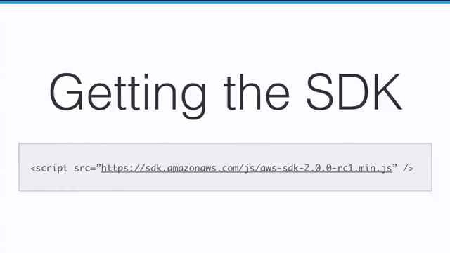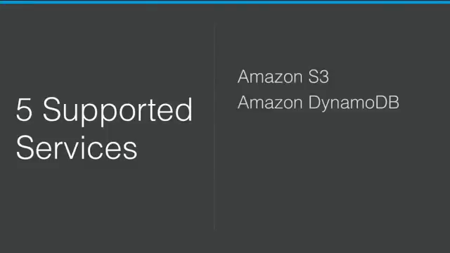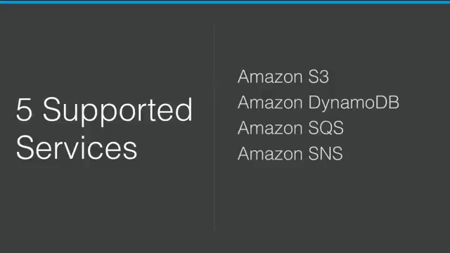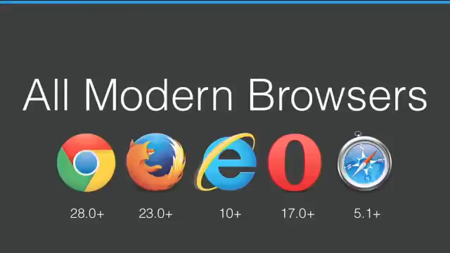To install the SDK, if you're using it in a browser, you just have to use a script tag. Just use script source there. It's also in our guide documentation, so if you go to the guides, it will show you how to set it up. We currently support 5 services. We support Amazon S3, Amazon DynamoDB, SQS, SNS, and STS. We have support for all modern browsers, from IE to Firefox to Opera, Safari, even Android mobile and other mobile browsers.